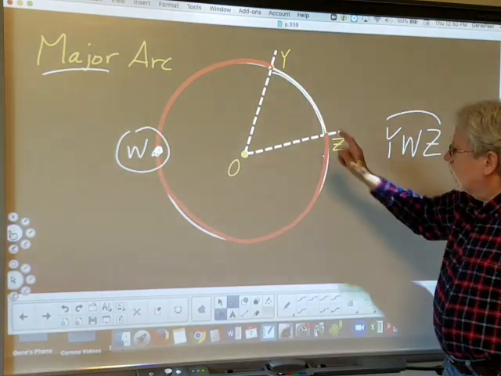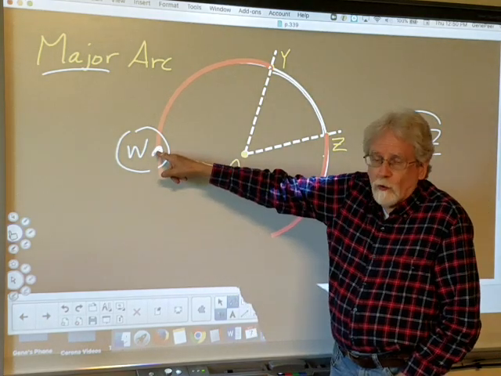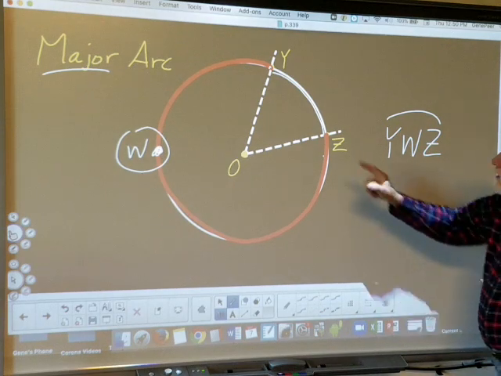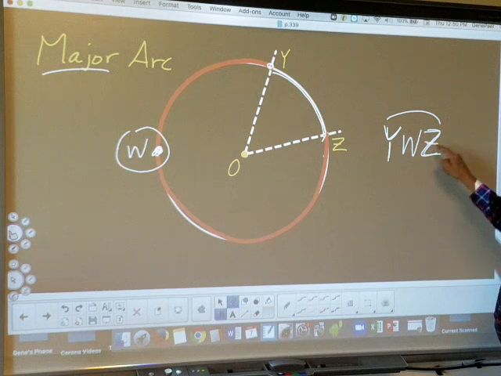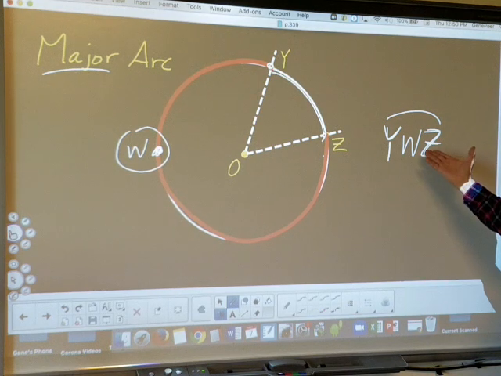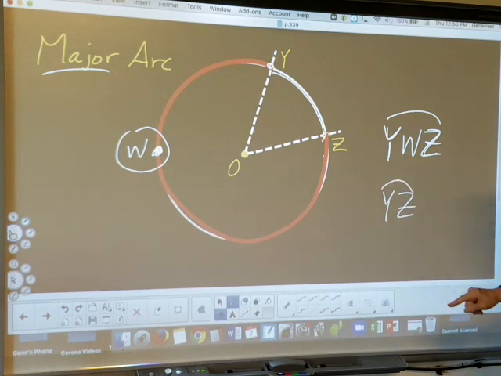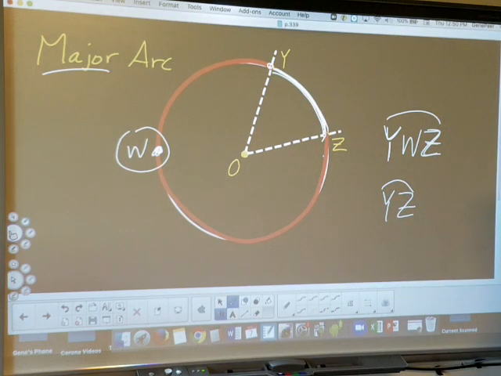not this side. And this side pointer over here, I'll call it for the moment, is in the middle. The endpoints are at the ends. So major arc YWZ is clearly not the same as arc YZ. Arc YZ is the small arc, the minor arc.